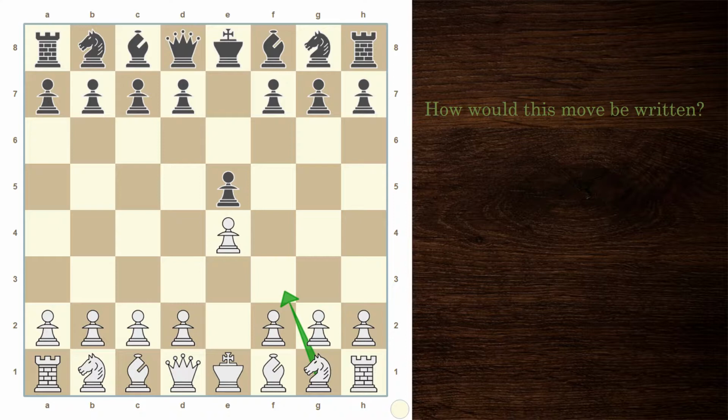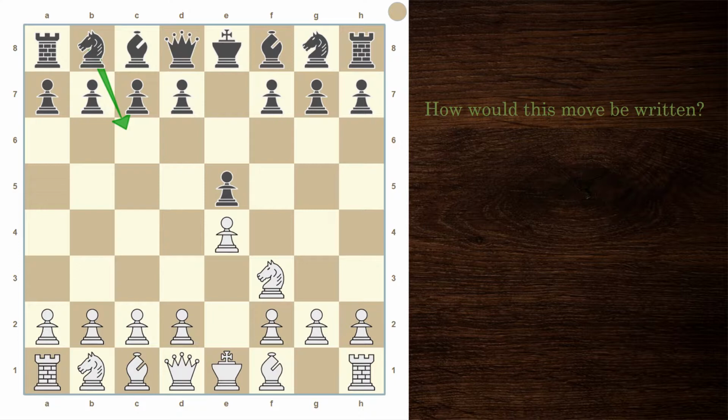Please pause your video if you haven't done that already. Okay, so now let's first put the abbreviation for the piece. Remember, the knight was a capital N. So there's going to be a capital N, and then we're going to say where it goes to. It goes to F3. So capital N, lowercase f3 is what we would put there.